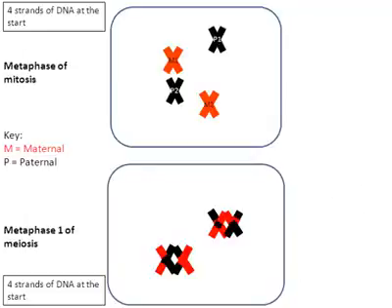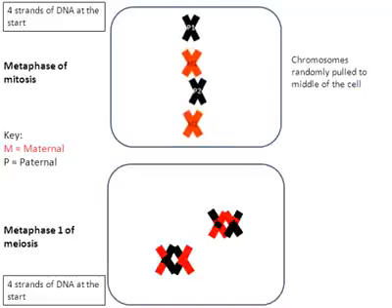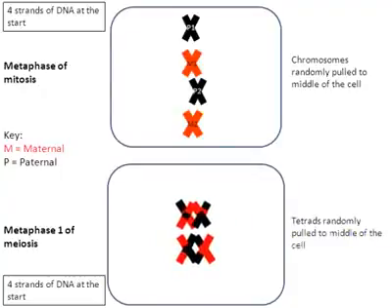So now when we go on to the next stage called metaphase, on the top, let's look at metaphase of mitosis. In metaphase of mitosis, the 4 chromosomes in the animation are randomly pulled to the middle of the cell. Look at the bottom animation now. In metaphase number 1 of meiosis, those 2 tetrads are going to be pulled randomly to the middle of the cell. And that's really all that takes place. Remember, who's pulling the chromosomes here are those spindle fibers. And so let's move on to anaphase.